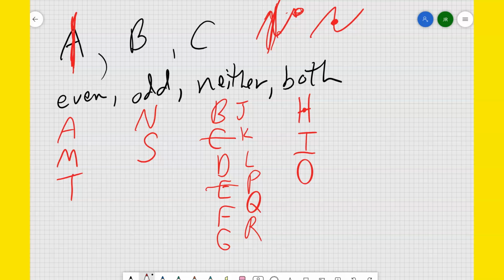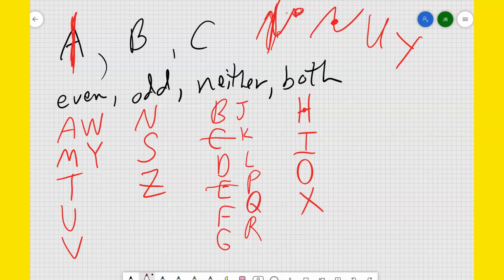U, well, it depends. If you draw a U like this, it's even. But if you put the tail on the U like that, then it's neither. V is even. W is even. Same reason M is even. X is both. Y. Depends on how you do a Y. If you do a Y like that, then it's even. If you do a Y like this, then it's neither. Z is odd.